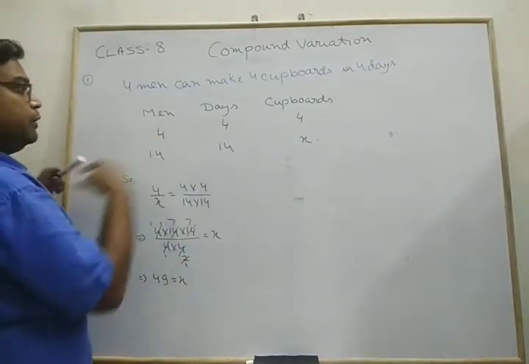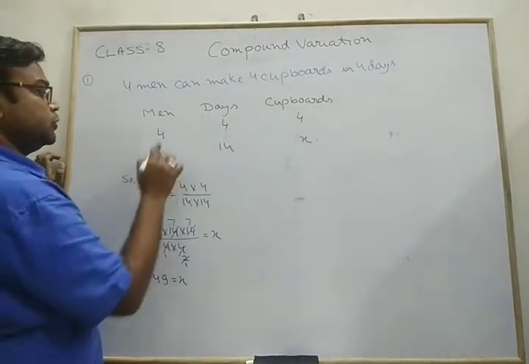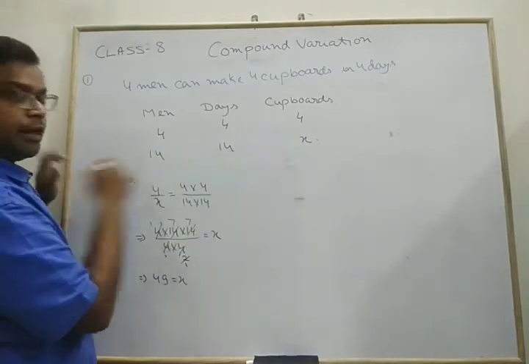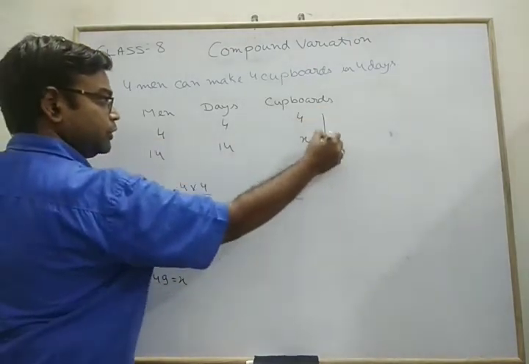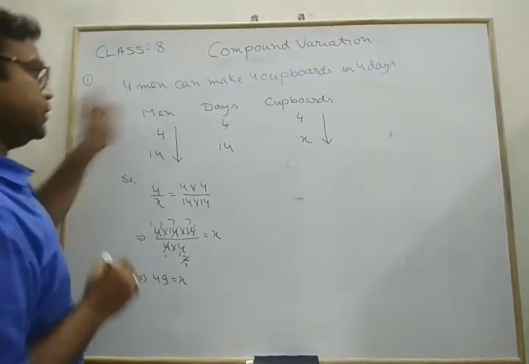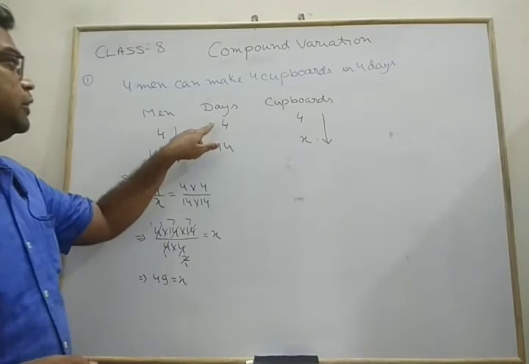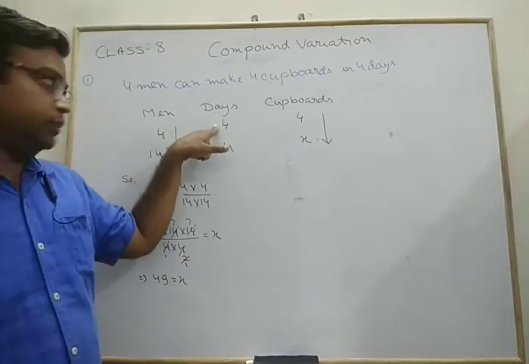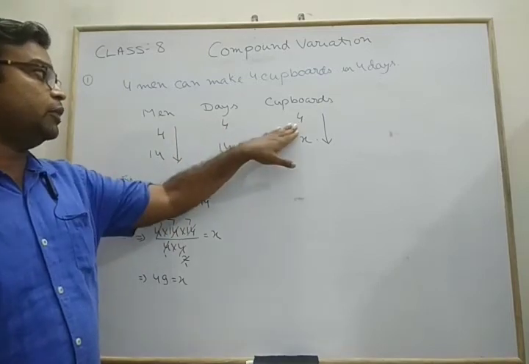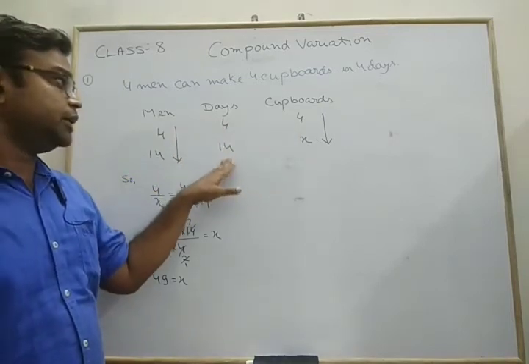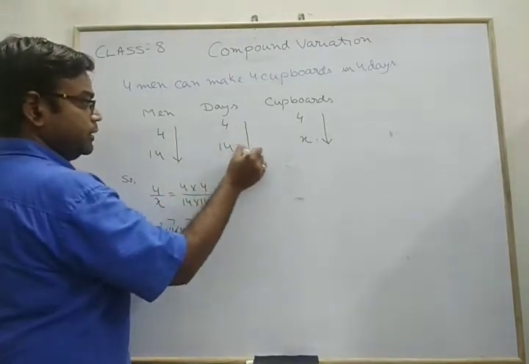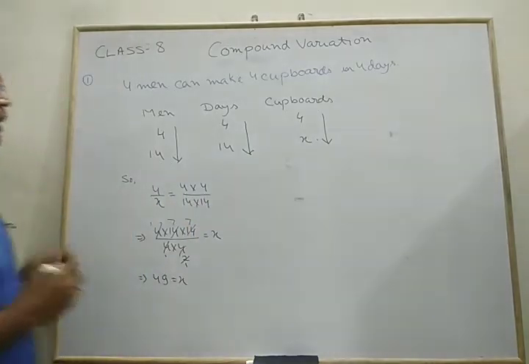So 4 men make 4 cupboards. So 14 men make more cupboards. So this is a diagonal. If this is increasing, this one is also increasing. Leave this one, come to this part. In 4 days, some number of men make 4 cupboards. So 14 men, 14 days, make more cupboards. So it's also a diagonal, which means it moves along with this arrow.